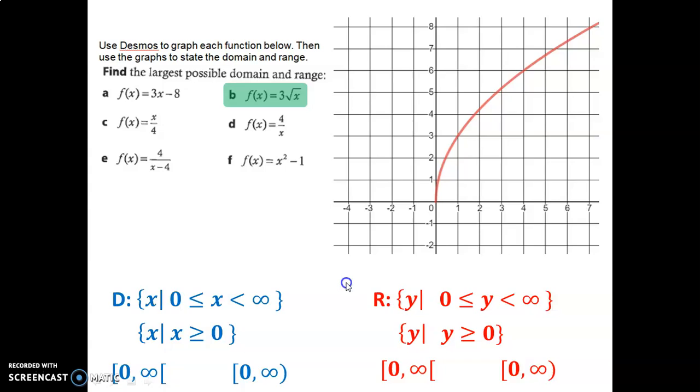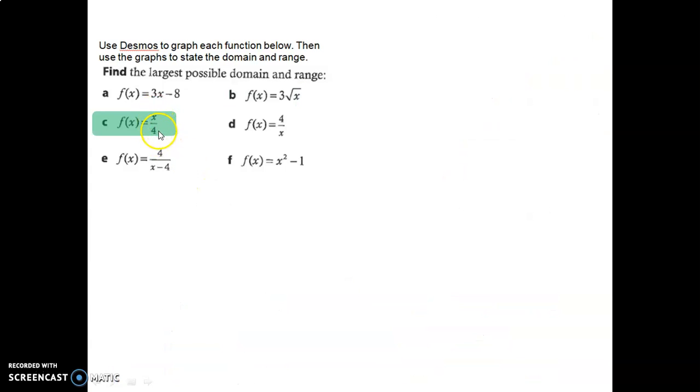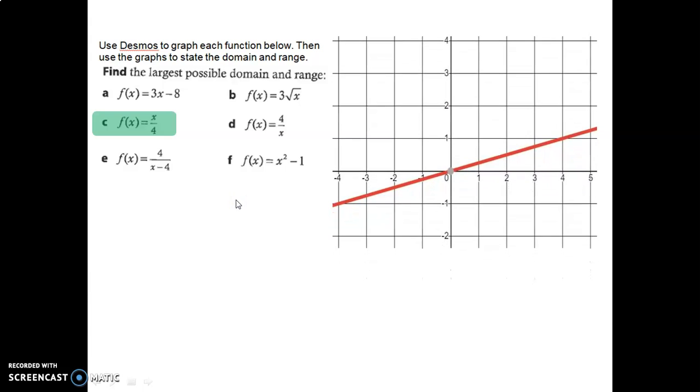Let's look at C. Okay, C. Put that in Desmos and see what you get. Give the domain and range. Okay, here it is. It's a line. And you may be thinking, wait a minute, that doesn't look like a line. X over 4 looks like a fractional function. Why is that a line?